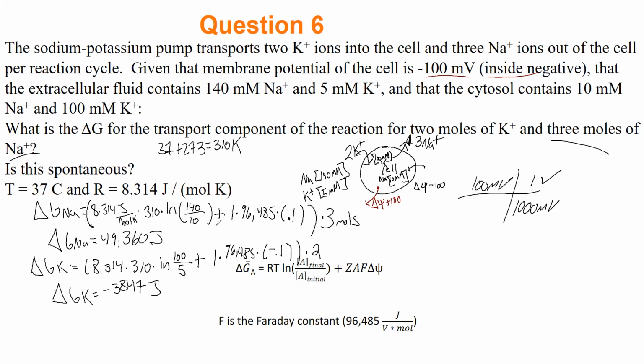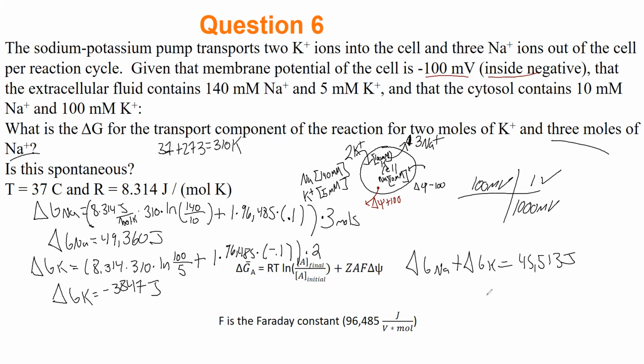Yep. And then finally, since this process is going on at the same time, we need to add the free energy of movement of sodium to the free energy of potassium. So I'm just going to add these 2 delta G's together. So it's delta G Na plus delta G K to get total energy of movement, which is 45,513 joules.